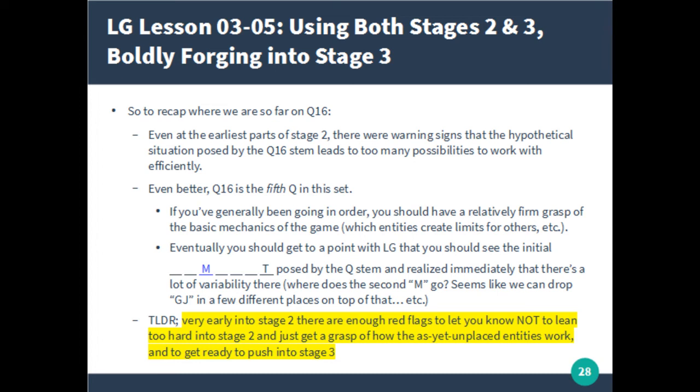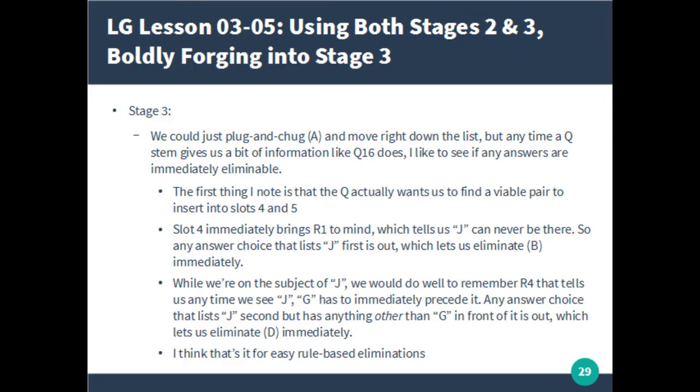So the TLDR here is that very early in Stage 2, there are enough red flags to let you know not to lean too hard into Stage 2. Instead, your goal in Stage 2 should be to check all the rules to make sure that you have a firm grasp of what each one does and how some of them interact. And really just to use your Stage 2 analysis, to the extent that you do it, to get ready to push into Stage 3. So now that we have made our peace with abandoning Stage 2 because of the high variability, and have decided to only take into account how the rules work in a general sense, we have everything that we need to move into Stage 3.